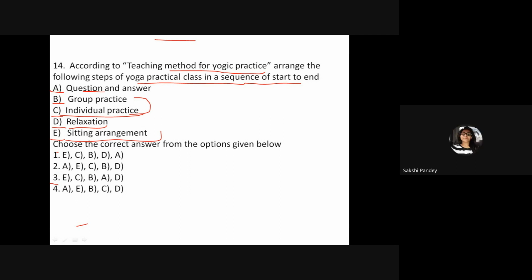Ma'am, I have a doubt. Maybe after relaxation we ask question, but... Yes, yes. Okay, then it should be A. Yes, the option should be A, because at the end of the practice you do relaxation, but even after that relaxation, after the whole class is over, then you do question and answering. Okay.